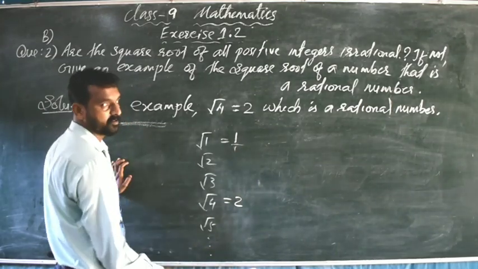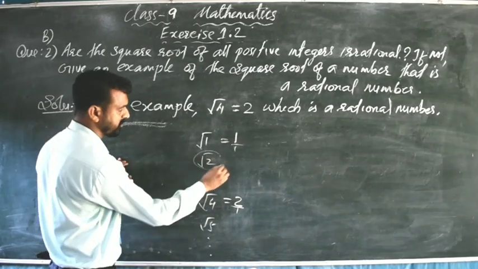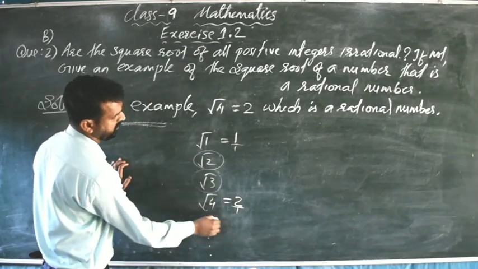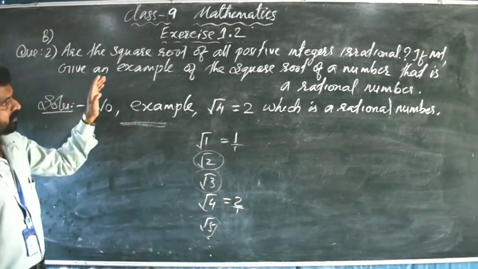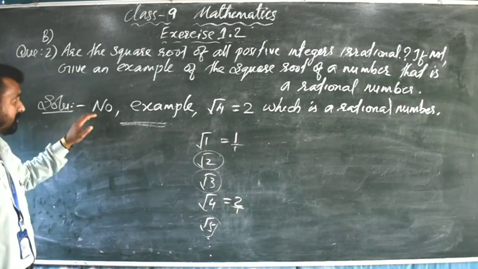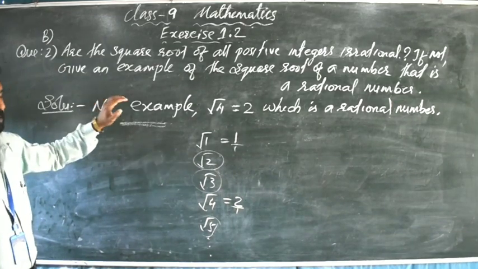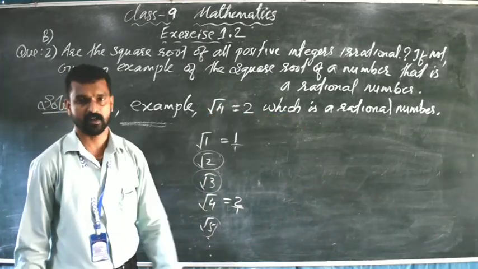1 we can write as 1 divided by 1. 2 is a rational number. 2 we can write as 2 divided by 1. But root 2 is an irrational number. Root 3 is an irrational number. Root 5 is an irrational number. So the square roots of all the positive integers are not irrational numbers. So that we wrote as the answer here. No. One example we have to write: square root of 4 is equal to 2, which is a rational number.